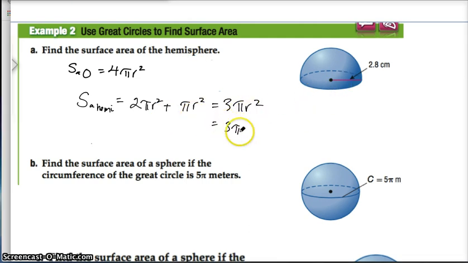Now that we have this formula, it's going to be pretty straightforward for us. So we'll do 3 pi times the radius, which is 2.8 quantity squared. With our calculator, I get 73.9 centimeters squared. So that's my answer there. Let's look at this next one.